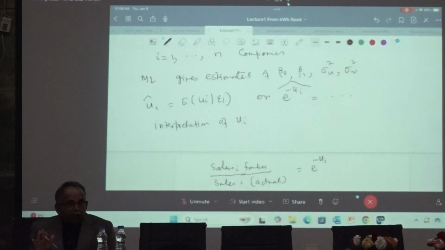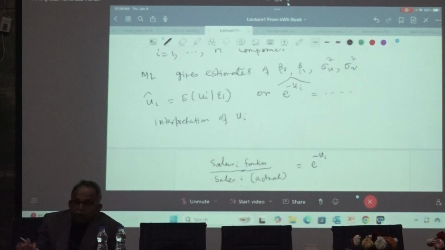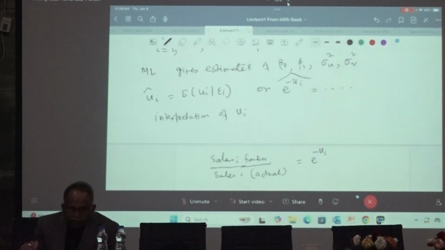So the purpose here is that we want to get an interpretation of u. If it is e to the power minus u, that is the Battese-Coelli model, you don't have to do anything, because then you can just say it's a measure of by what percent your sales is less than the maximum possible. So you can interpret it directly. But if you want to interpret u, how do we get it? The model is in log, and you are estimating u.